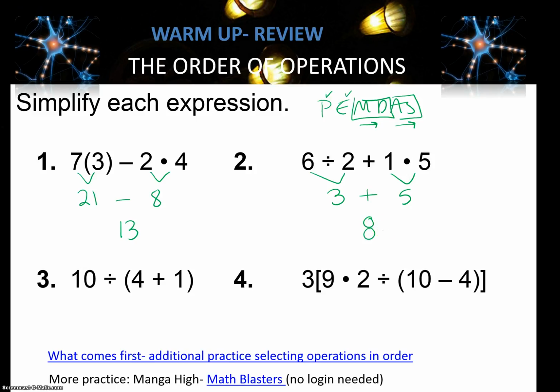In number 3, I see parentheses. So I have to do whatever is inside the grouping symbols, the parentheses, first. 4 plus 1 gets you 5. I copy down that 10. And 10 divided by 5 is equivalent to 2.